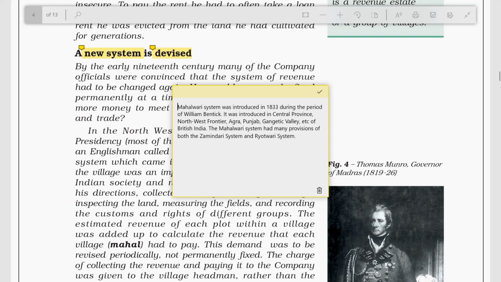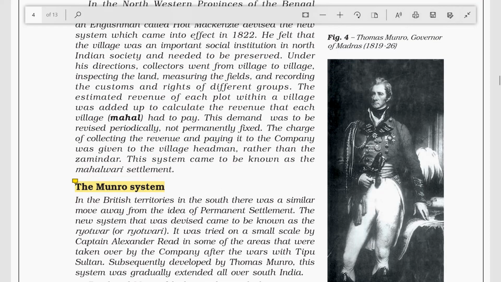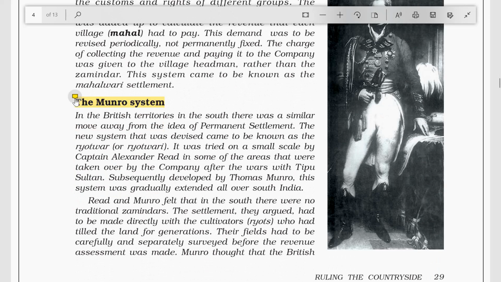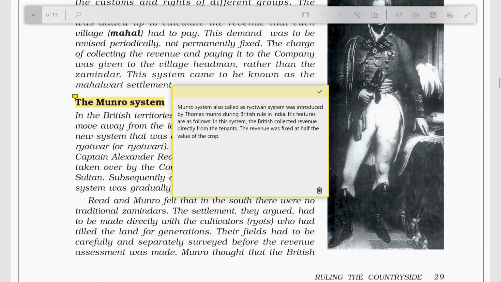And first of all, they introduced this system in Central Province, Northwestern Frontier, Agra, Punjab, Gangetic Valley, and other fertile areas under British India. The Mahalwari system had many provinces of both Zamindari system and Ryotwari system. That means they were collecting tax under the Zamindari system as well as under the Ryotwari system. Now see, this system was not much successful. Then the Britishers introduced a new system.